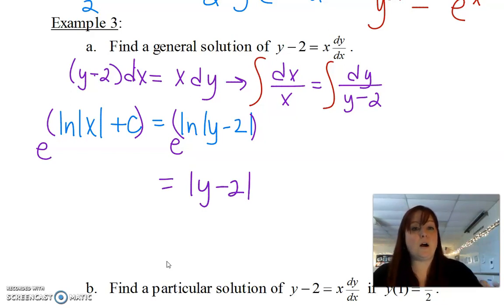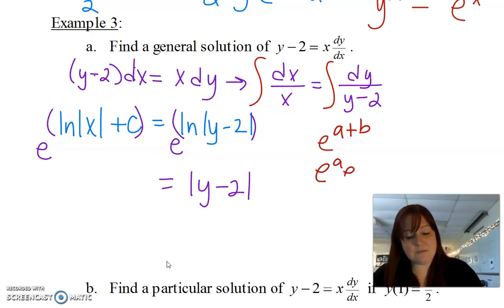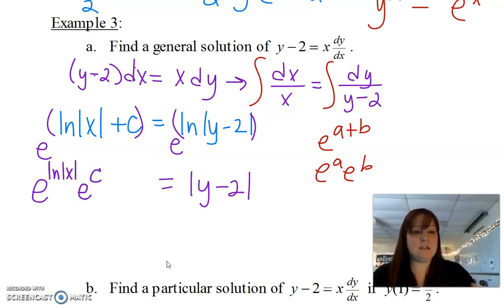Now, remember our exponent rules say that if we have e to the a plus b, that's the same as e to the a times e to the b. So that's the same thing over here. That's the same as e to the ln of absolute value of x times e to the c. And e to the ln of absolute value of x is just absolute value of x, because the e and the ln cancel each other out.